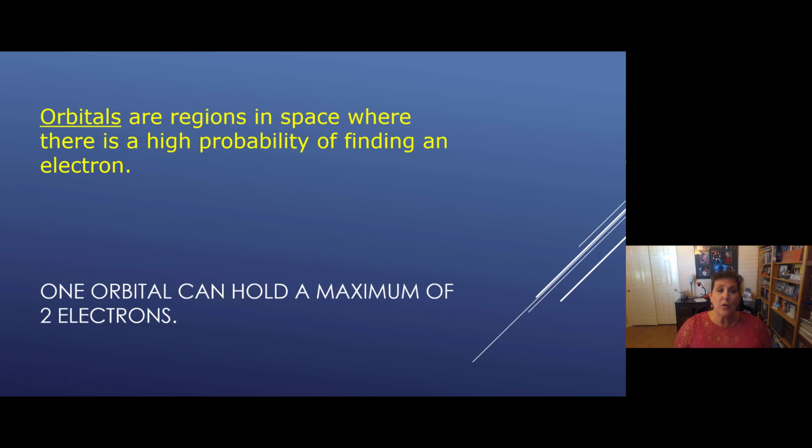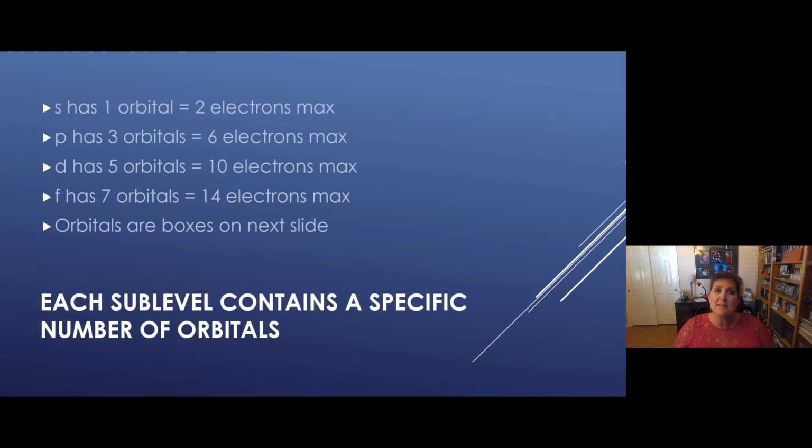Let's break it down even further. Orbitals are the regions in space where there's a high probability of finding an electron. In other words, orbitals are where electrons live. Now, one orbital can actually hold 2 electrons. So you can fit 2 electrons in an orbital. Now, the S sublevel is small. It's the smallest sublevel. It only has room for 1 orbital. And you can fit 2 electrons in 1 orbital, so it holds 2 electrons maximum.